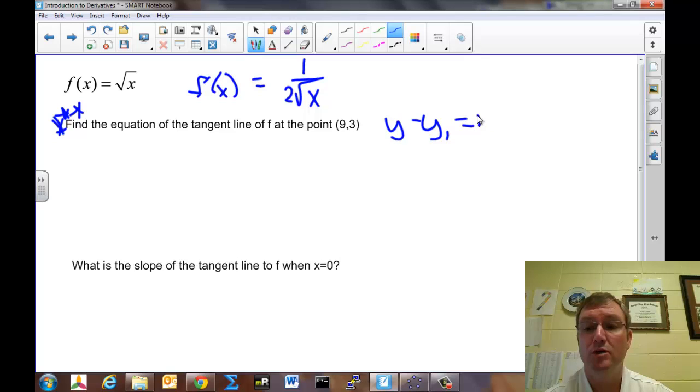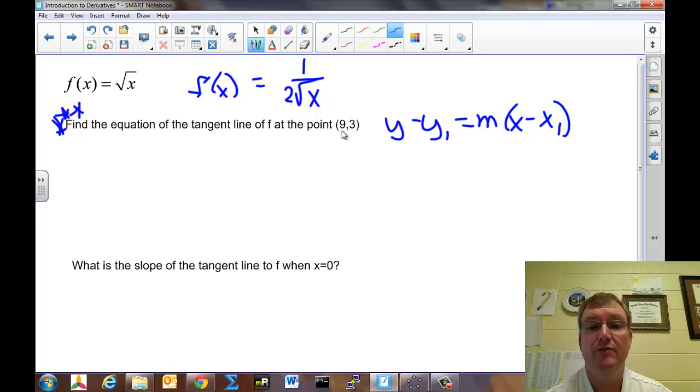And the Algebra 1 we're going to use is this formula right here. y minus y1 equals m times (x minus x1). Now y and x are variables. x1 and y1 is a point, the x-coordinate and the y-coordinate. And m is the slope.